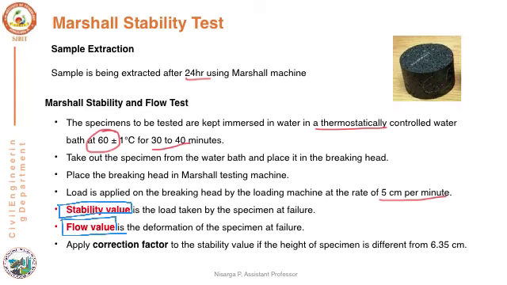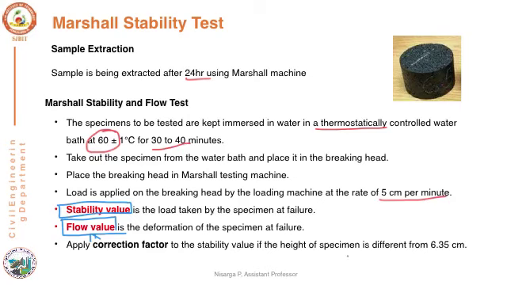The stability can be defined as the load taken by the specimen at failure. Before the breaking of the specimen, how much load the given specimen will take gives you the stability value. And at this point of time, the deformation of the specimen defines the flow value. Thus, stability is the load taken by the specimen at failure, and flow value is the deformation of the specimen at failure. For the stability value we have obtained, a correction can be suitably applied if the height of the specimen is different from 6.35 centimeter.